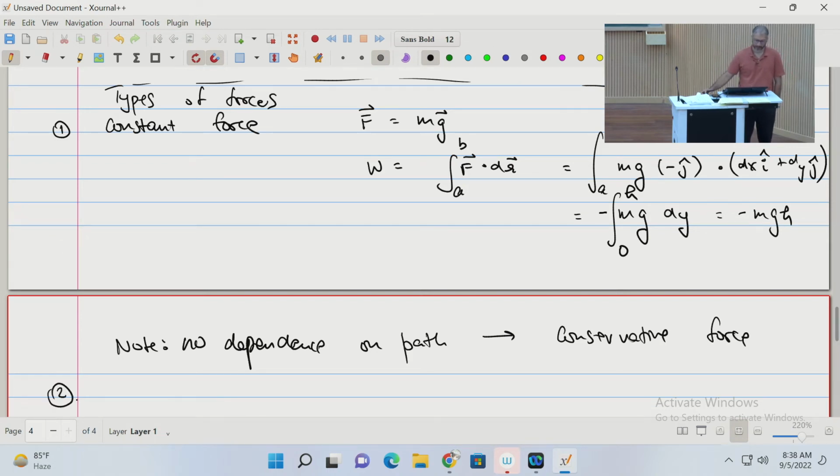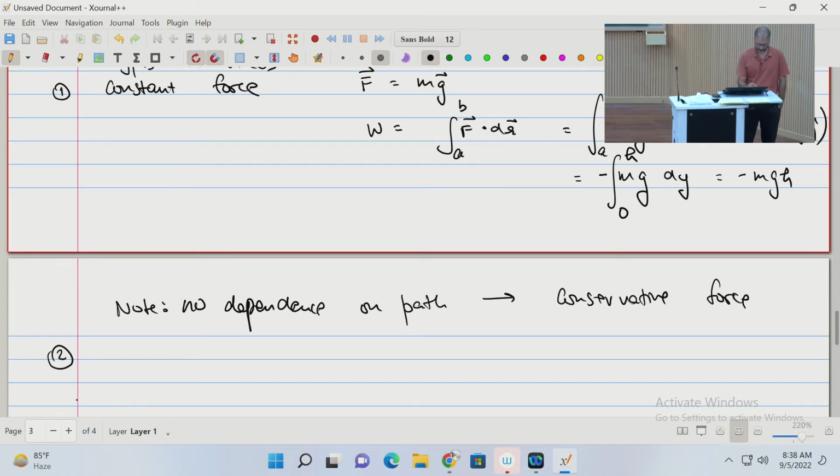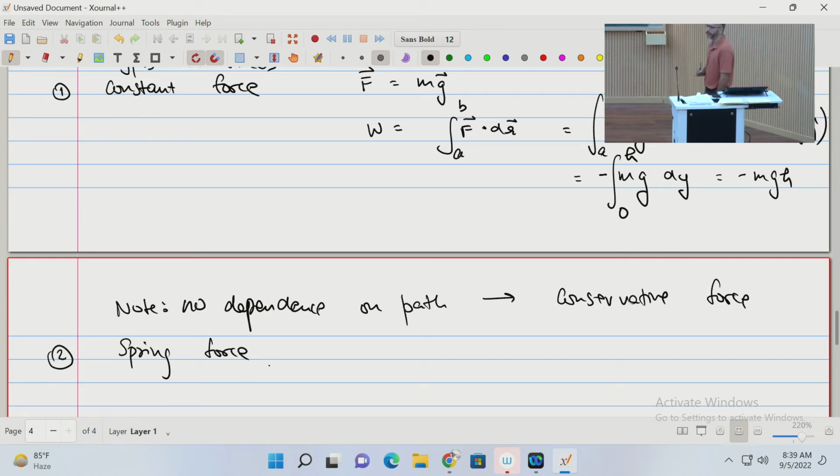The second kind we deal with is spring forces, or spring force. That depends, so the force depends on the deformation in the spring. So if you extend a spring, the spring wants to come back. If you compress a spring, the spring wants to go back to its mean position. So deformation from the mean position.